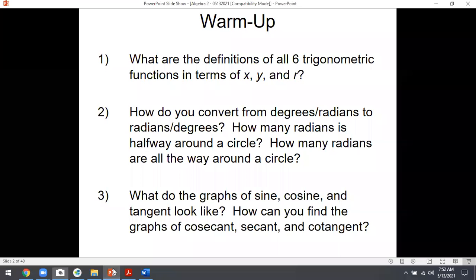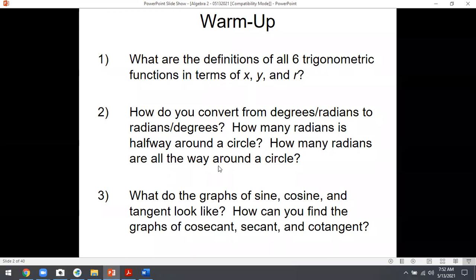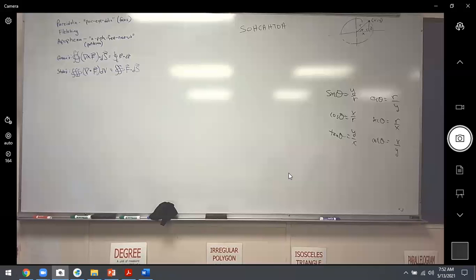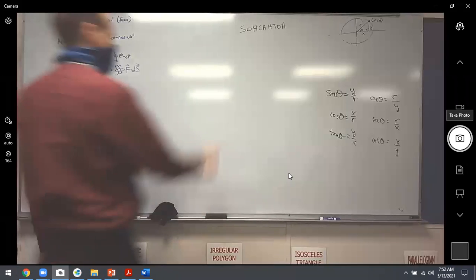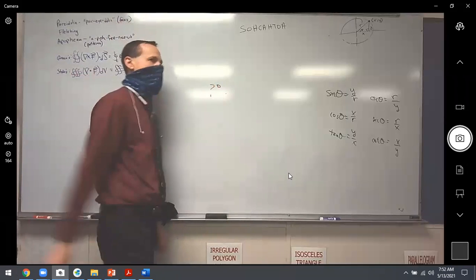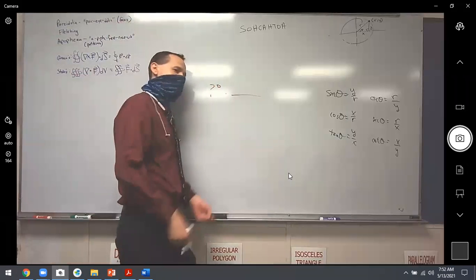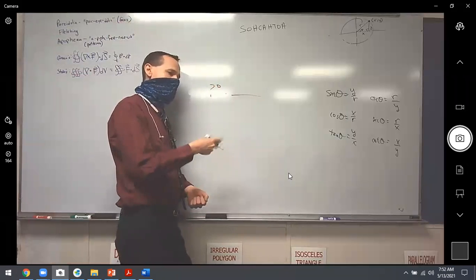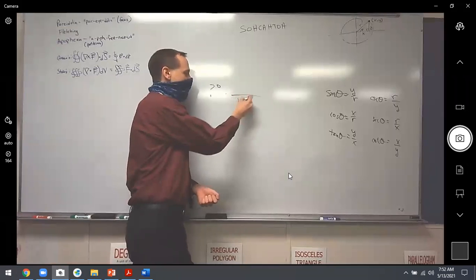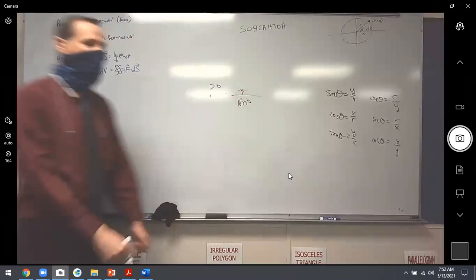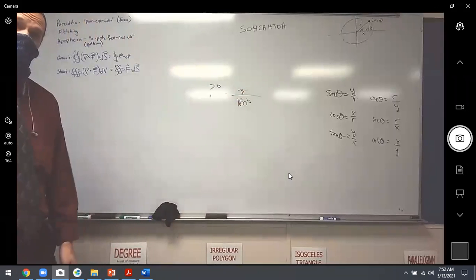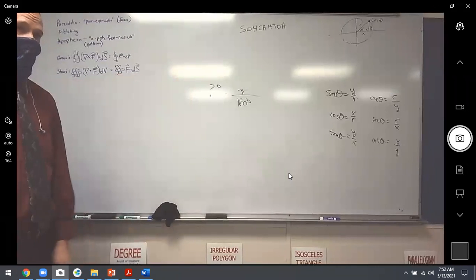Going on to number 2, how do you convert between degrees and radians? How many radians are halfway around a circle? How many radians are all the way around a circle? Well, that's not something we haven't done before. How do you convert? Let's say you had something in degrees. How would you convert that? What's the conversion? Yeah, pi is 180. So yes, the degrees will go on the bottom in this case, correct? Because you want the degrees to cancel out.